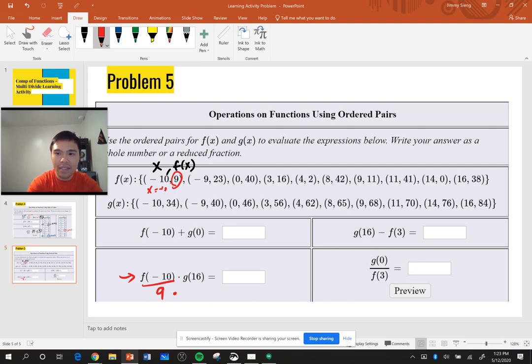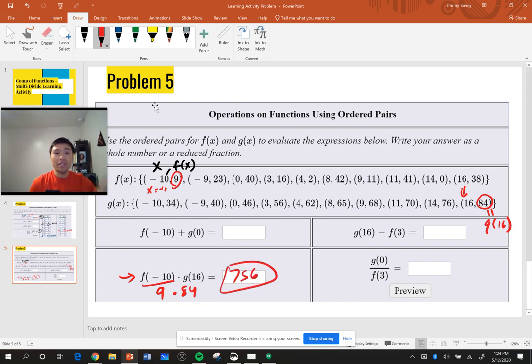Well, where's g of 16? That's going to be right here. And that is going to be my function value of that. That's g of 16, which is 84. So we got 9 times 84, and that equals 756. All right. So that's pretty much how you do those.